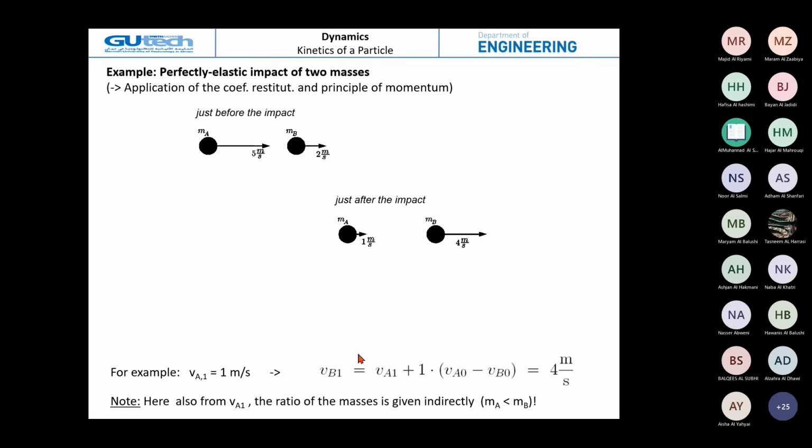If we replace in this equation, we will get VB1 equal to VA1 plus the difference between VA0 minus VB0. The one here is only epsilon. Then if we replace, knowing the initial velocities and the velocity after the impact of the mass MA, we will get the velocity of the mass MB, which is 4 meters per second.